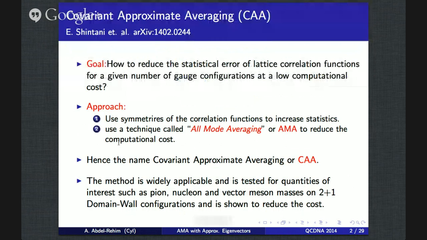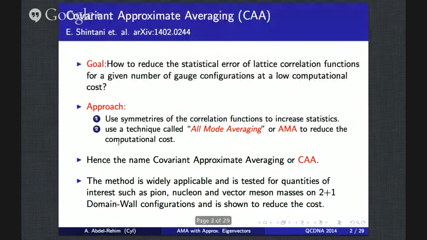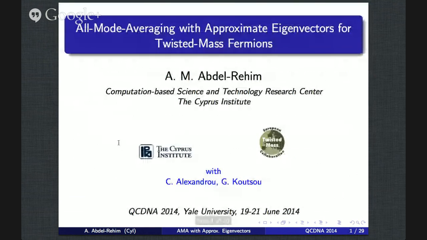So I would like to talk about this all-mode averaging with approximate eigenvectors applied for the twisted mass. First I will review what all-mode averaging is, and then I will talk about whether it is possible to actually do it with approximate eigenvectors applied to the case of twisted mass fermions. This work is done at the Cyprus Institute with Dina Alexandrou and Yannis Koutsou.